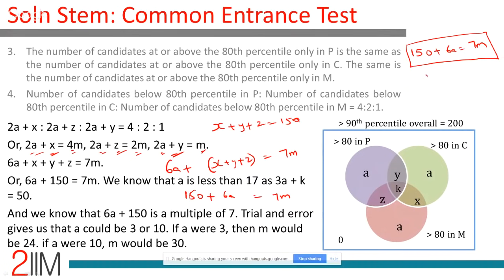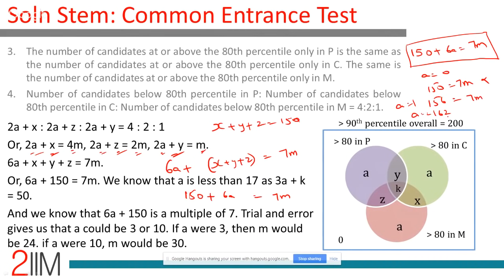is 0. 150 equals 7m, doesn't work. A is 1. 156 equals 7m. Is 156 a multiple of 7? 140 is a multiple of 7. 154 is a multiple of 7. 156 is not a multiple of 7. A equal to 2: 162, not a multiple of 7.